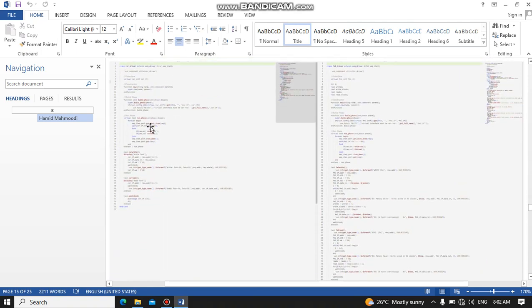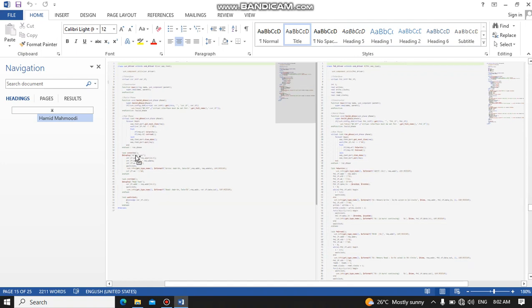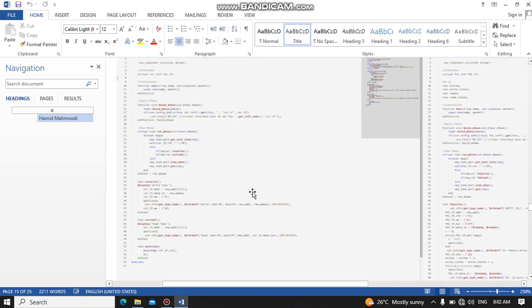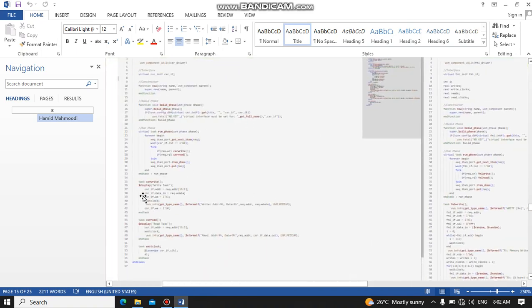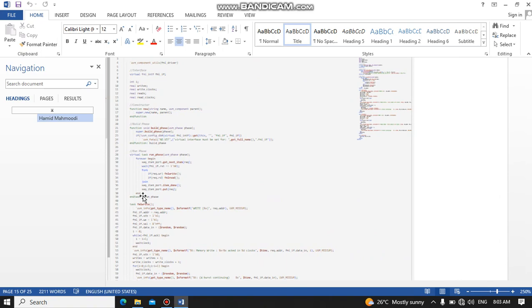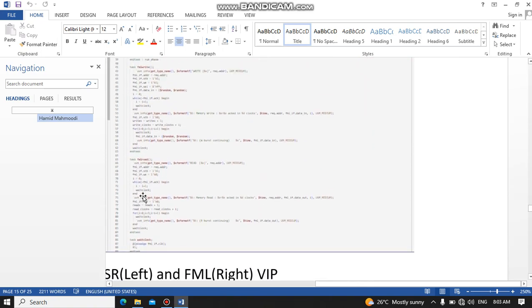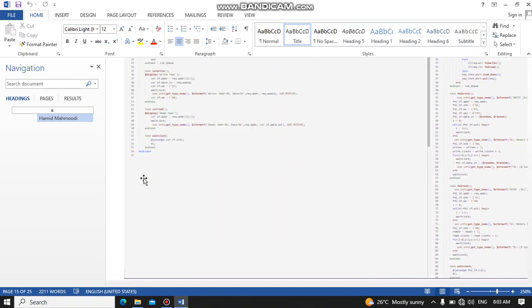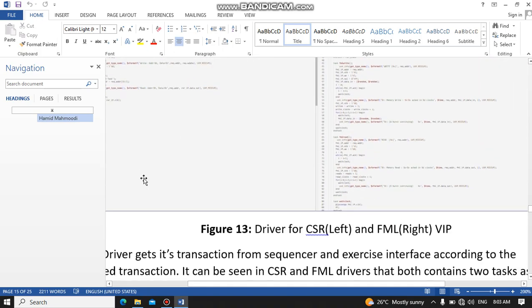So here is our driver. The CSR driver consists of CSR write and CSR read tasks, which are performed via sequences with respect to the sequence item passed. Same in FML, it consists of FML write and FML read tasks, and these tasks occur according to the FML read and write sequences.